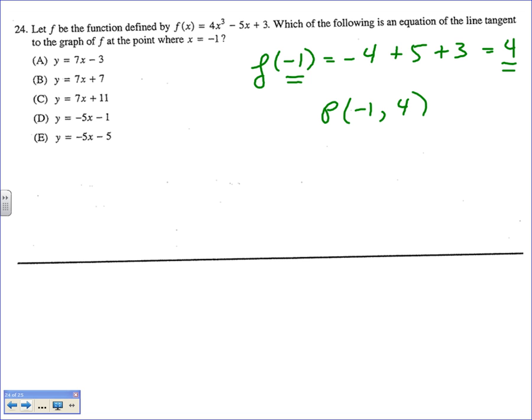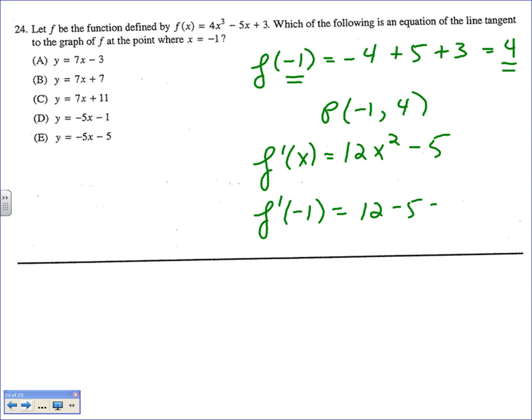The derivative for the function would equal 12x squared minus 5. To find the derivative at -1, we'll get 12 minus 5, which is equal to 7. So isn't our slope 7? If our derivative is 7, our slope is 7.